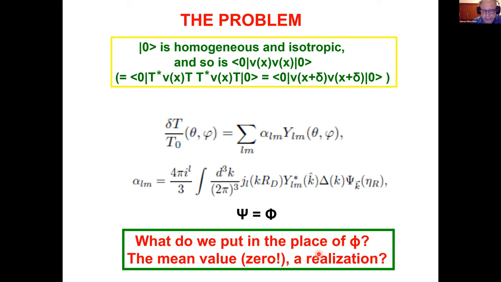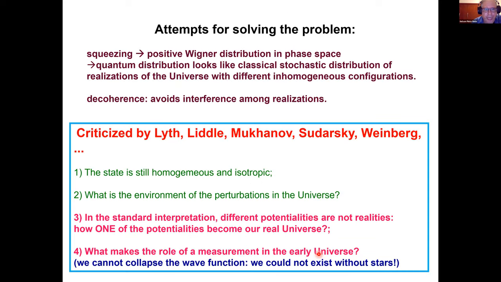Well, this is a question, and people try to solve it by saying that when the evolution takes place, there is a squeezing of the state, and then you find some positive Wigner distribution in phase space, and the quantum distribution looks like a classical stochastic distribution of realizations of the universe with different inhomogeneous configurations, and decoherence avoids interference among realizations.